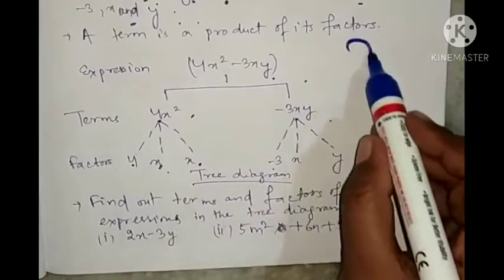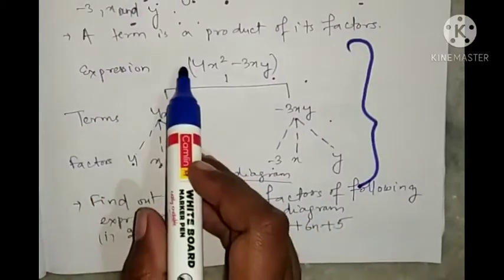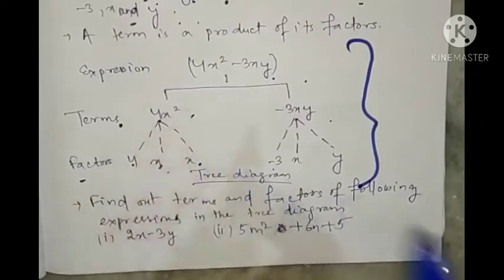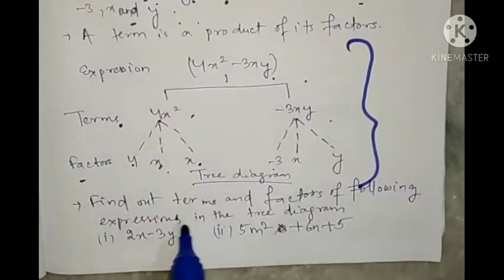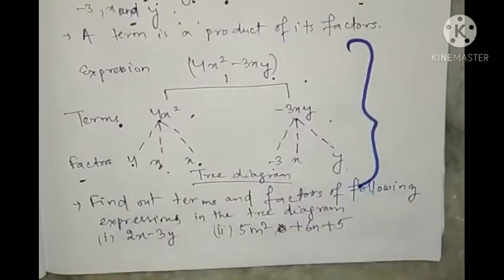So this is a tree diagram by which we can find the terms of an expression, and then we can find the factors of the terms. Like that, you can find by yourself the terms and factors of the following expressions in the tree diagram. As I have done, you will do the same for 2x minus 3y and 5m square plus 6m plus 5.